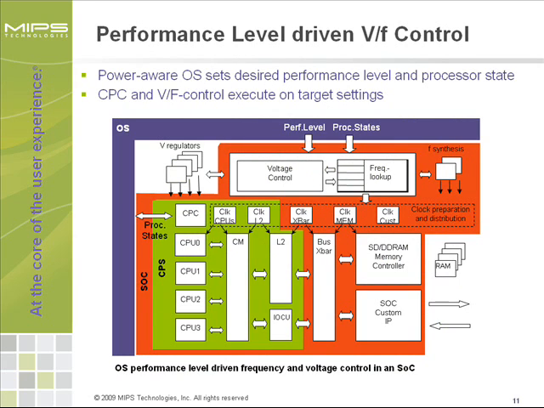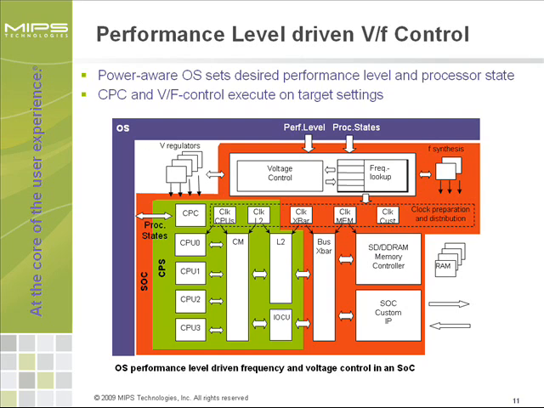Let's now bring all components together and look at an example of a power-managed 1004K processor cluster within a system on chip. The operating system inquires current processor states for all CPUs through the cluster power controller and the frequency voltage controller. Current and predicted future performance demands determine the new processor states and frequency settings.